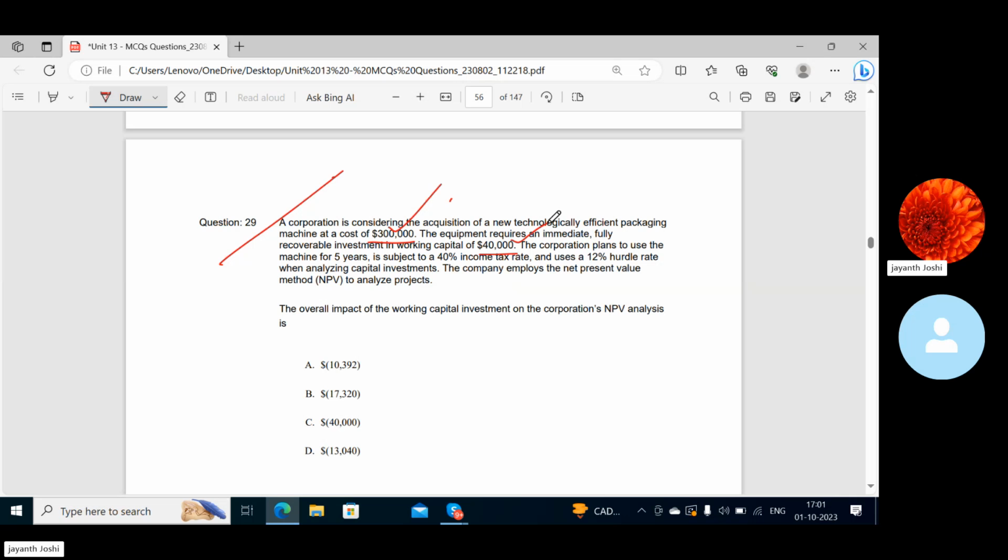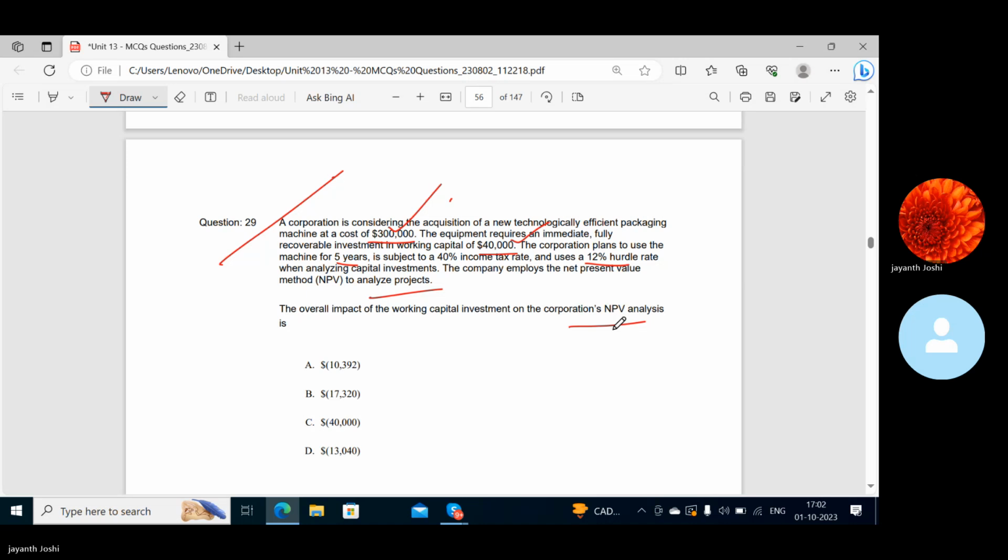Now we will see till what time the project will run. It is for 5 years. So the corporation plans to use the machine for 5 years and is subjected to a 40% income tax rate. And there is a 12% hurdle rate when analyzing capital investments. The company employs the net present value to analyze projects. So now the overall impact of working capital investment on the corporation's NPV analysis is what they're asking. So I will tell you how to go about this question.